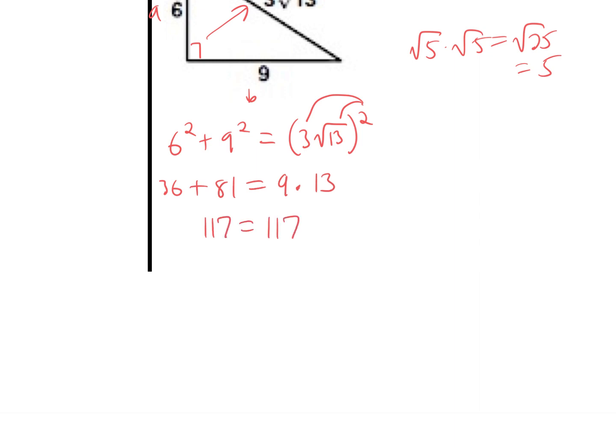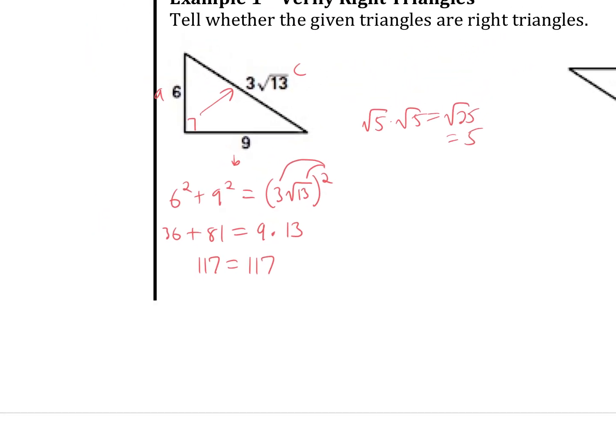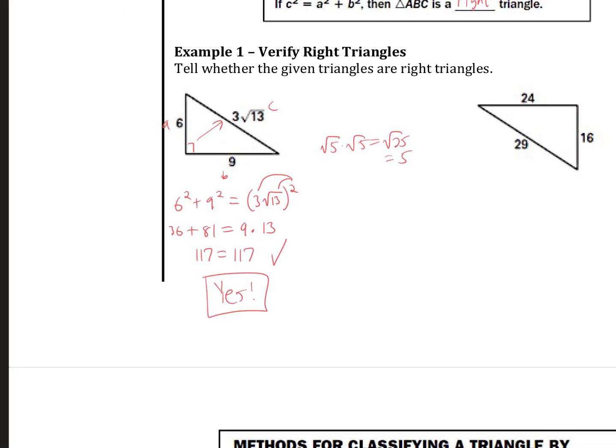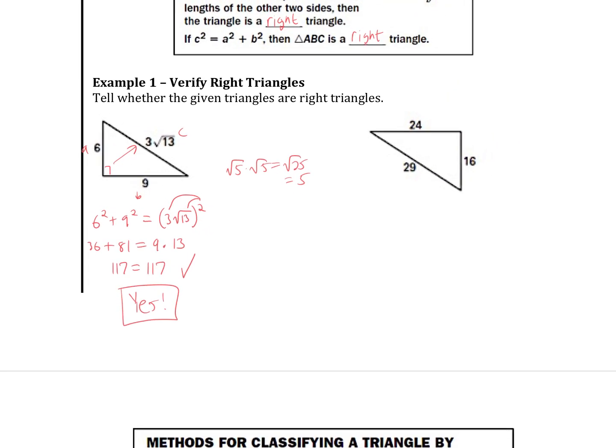So if this is true, if it's equal, if it satisfies the Pythagorean theorem, is this a right triangle? What do you think? Yes, it is a right triangle. So we're going to put yes. All right, that's how you check whether it's a right triangle. Why don't you guys go ahead and do the second one?